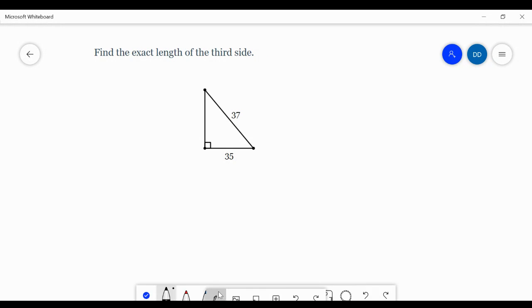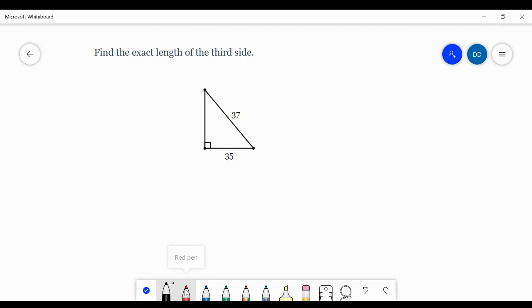So the first thing I want to do is I want to label A, B, and C. So I'm going to label this one down here, A. So that's a leg. I'm going to label this B because that's also a leg. And then the side that's opposite that right angle is C. That's the hypotenuse. I'm going to write down my formula and solve from there. I'm going to plug in 35 for my A.